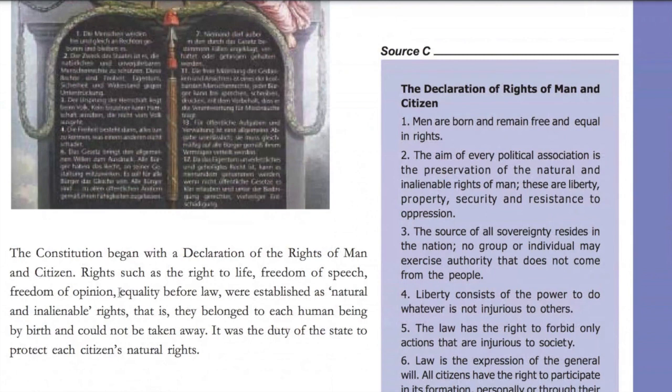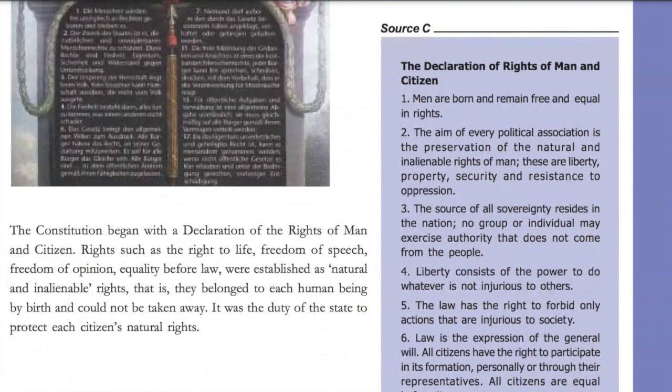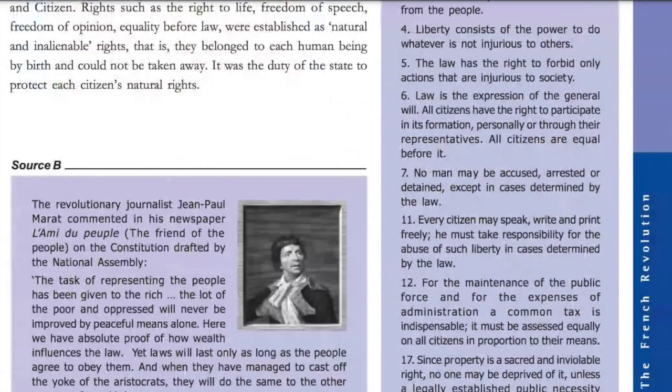The constitution began with a declaration of the rights of man and citizen. Rights such as the right to life, freedom of speech, freedom of opinion, and equality before law were established as natural and inalienable. That is, they belong to each human being by birth and could not be taken away. It was the duty of the state to protect each citizen's natural right.